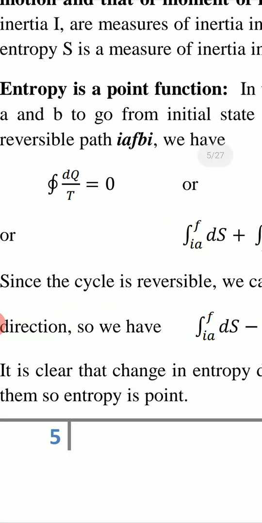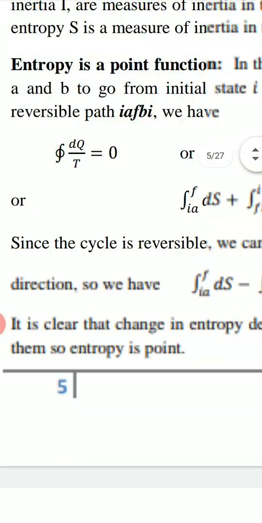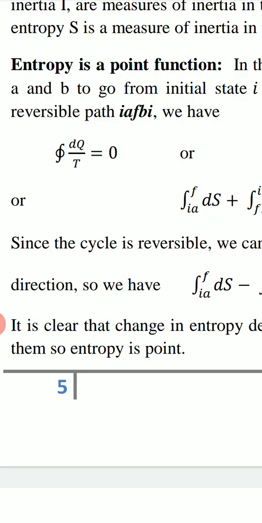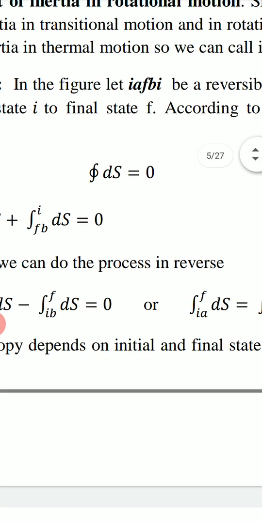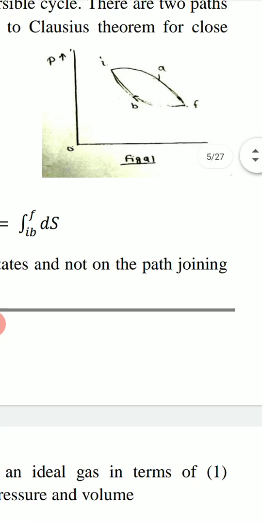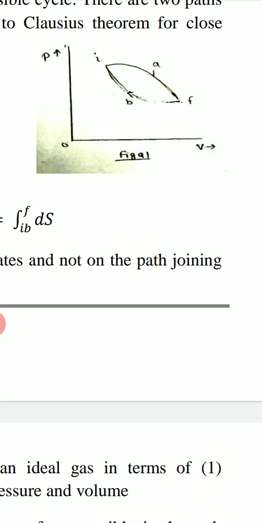Now we will prove that entropy is a point function. If a system goes from one state to another, change in entropy will depend on initial and final state only, and not on the path joining these two states. So entropy is not a path function and it is a point function. For this, we consider this figure showing a cyclic reversible process.